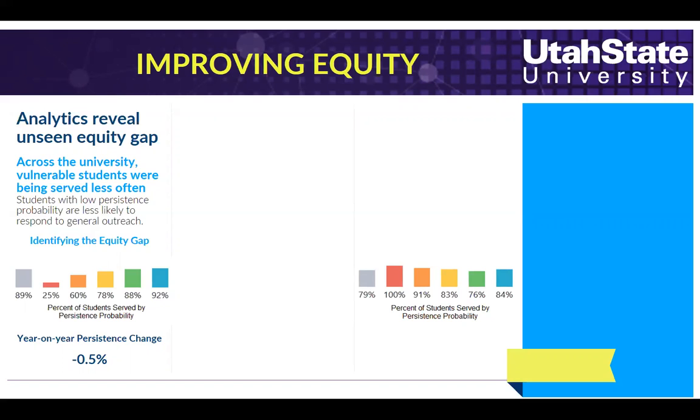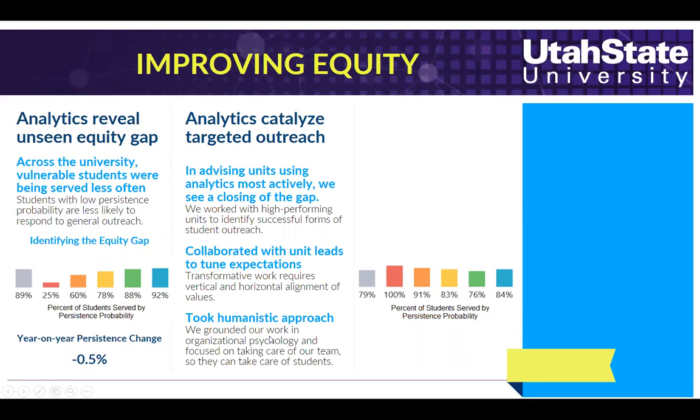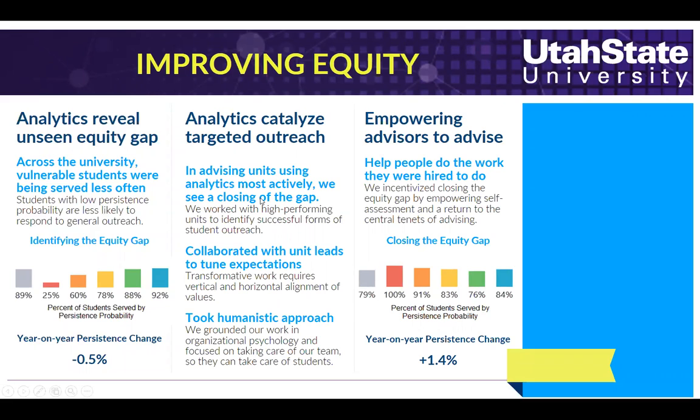So I showed this to the associate dean in that college, and then we did some planning, took a humanistic approach, really supported the advisors feeling professional, and then made a plan on how to close that gap. And then the following semester, you can see not only was it closed, but there was a 1.4% gain in student persistence. Well, 1.4% may not seem like a big gain, but the college is 4,000 people. And so 1.4% is 45 people.